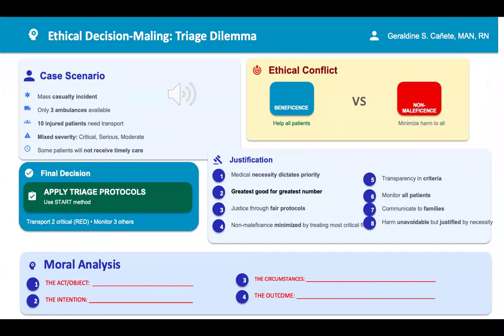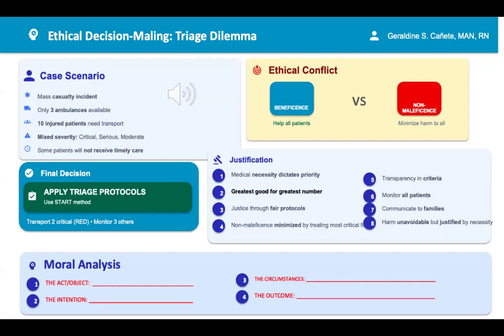All right, let's tackle another challenging scenario. This time, we're dealing with a mass casualty incident where resources are severely limited. This is a situation that unfortunately nurses around the world sometimes face, whether it's due to a natural disaster, a terrorist attack, or other large scale emergencies. This case will really test your ability to think critically and make difficult decisions under pressure. Now, how do you think you would handle this situation?